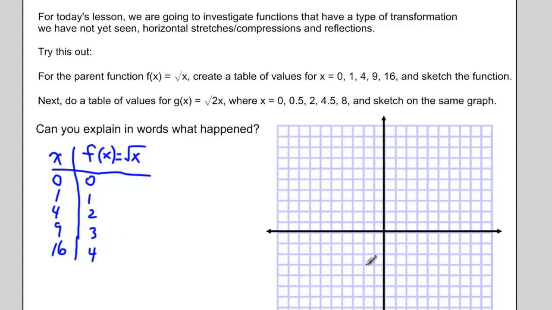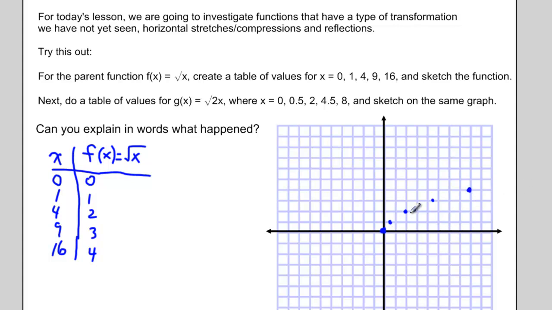And I'll graph these on here. I'll make each block here worth 2 so that I can fit x being 16. So 0, 0 will fall right on my origin spot right there. 1, 1 will come right here. I'll make the y-axis still be equal to 1. When x is 4, y is 2. When x is 9, so 2, 4, 6, 8, 9, y is 3. And when x is 16, so 10, 12, 14, 16, the y value is 4.